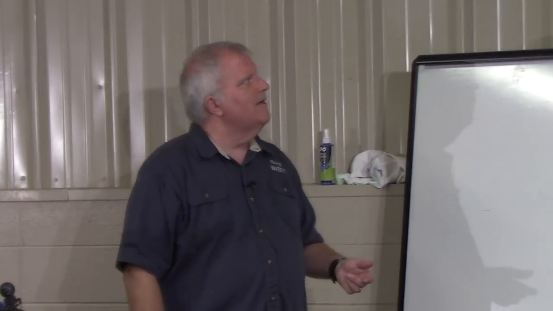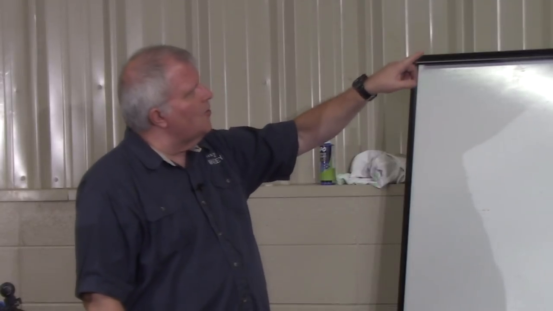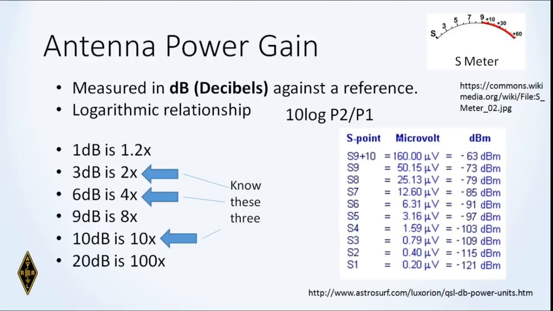And the beauty of it is it also works on receive. So you get a 4 times better receive signal. So that's why gain antennas are important. And the last one I'd like you to know is 10 dB. That's a 10 times power gain. So if you can memorize these three, 3 dB is times 2, 6 dB is times 4, and 10 dB is times 10, you'll do fine.